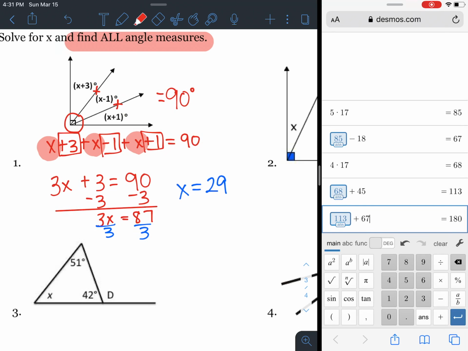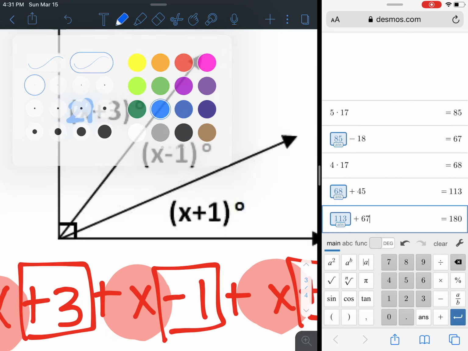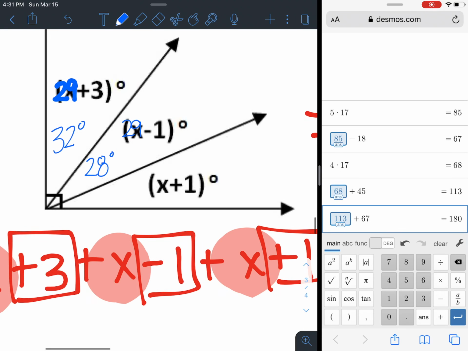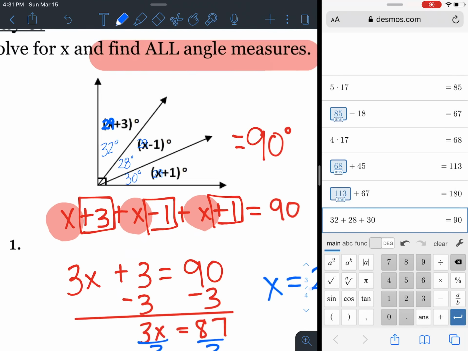It also asked us to find the angle measures. So that means I'm going to go back through, and anywhere there's an x, I'm going to replace it with 29. So for this first angle, 29 plus 3 gives us 32 degrees. For the middle angle, 29 minus 1 gives us 28 degrees. And then this last one, 29 plus 1, 30 degrees. When I add these all up, I should make sure they equal 90. 32 plus 28 plus 30. They do.